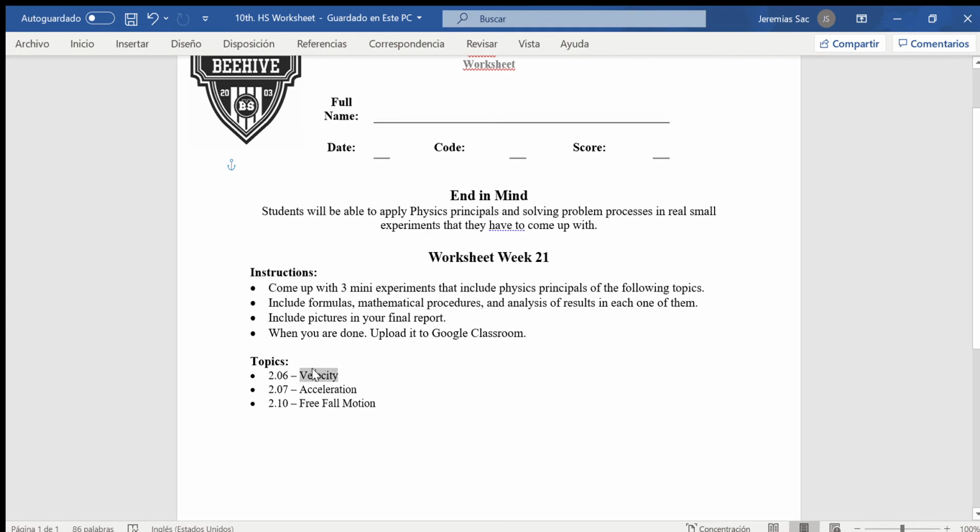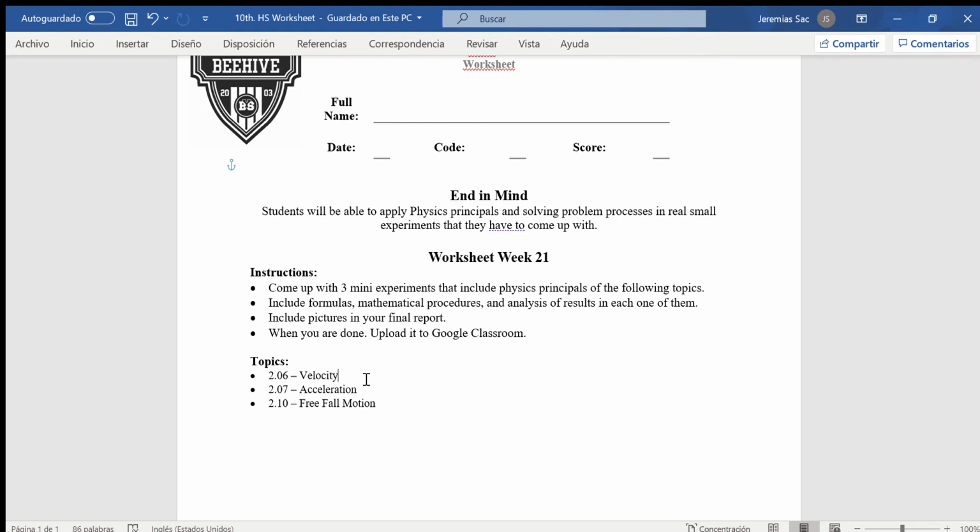So, for example, when we talk about velocity, what experiment can I conduct related to velocity? I would like to talk about an average velocity of a specific object. So what I'm going to use for my experiment are going to be some marbles. And I'm going to be taking into account different places with different distances.